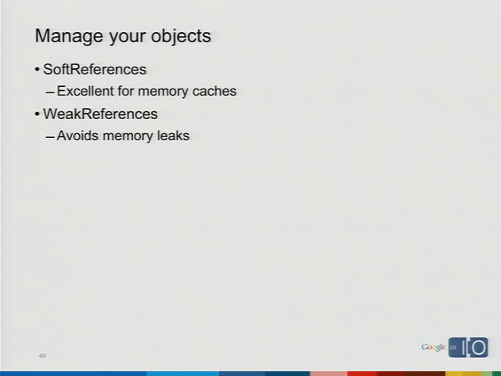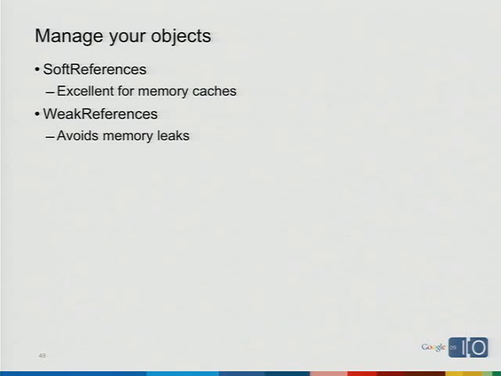Okay, let's start over again. A soft reference is a wrapper for an object. If all the references to that object are soft references, and if the garbage collector needs more memory, it will first collect the soft references. So soft references are awesome to create a cache.